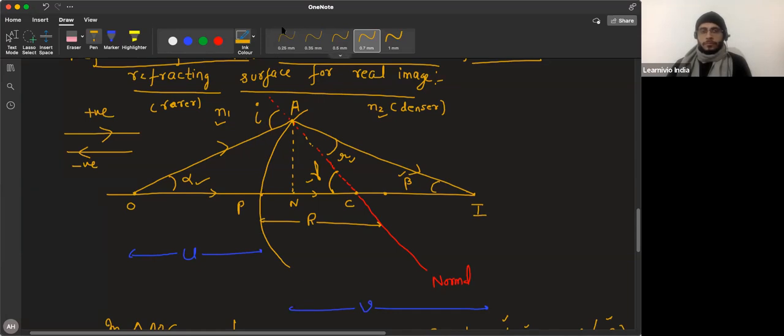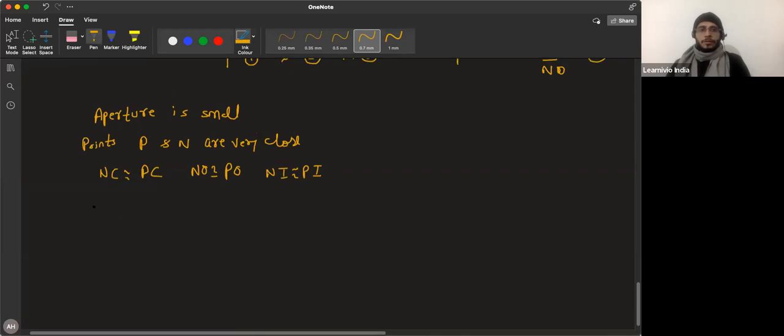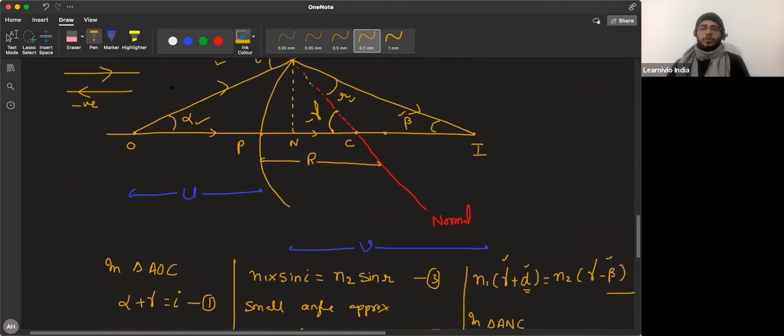The PC is positive. See, you are moving from P to C, you are going in the direction of light. That's why this R should be positive. So you can say that NC is approximately equal to PC, which is equal to R. Similarly, this NO is approximately equal to PO. Amit, can you tell me how much is PO with proper sign? Yes Amit, how much is PO with proper sign I need?